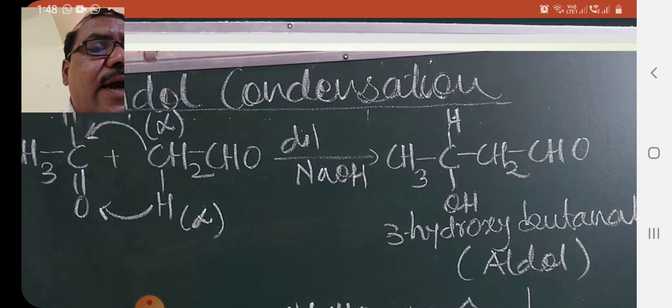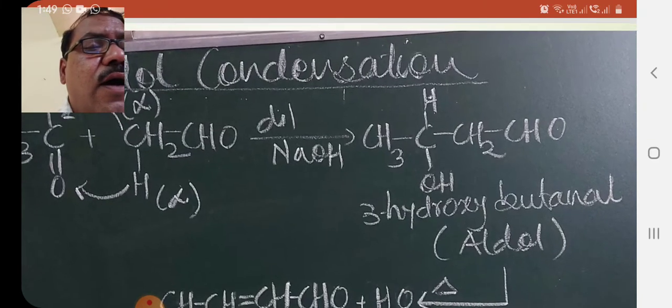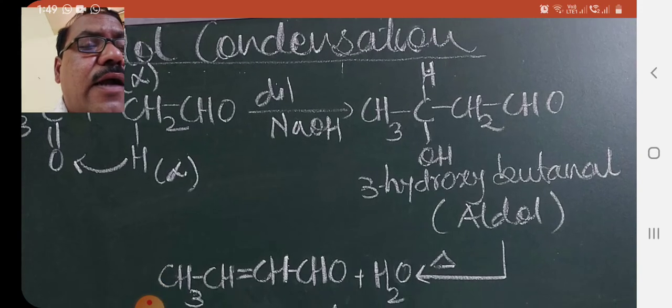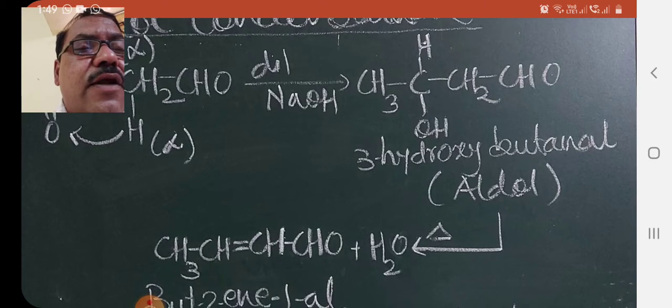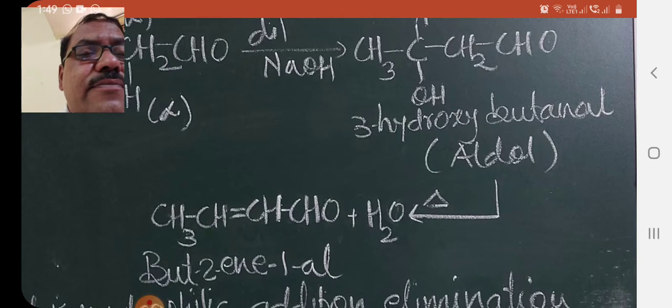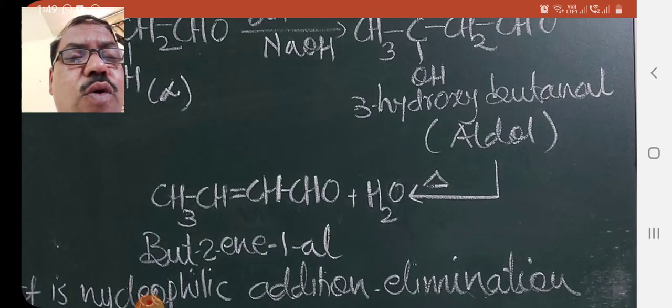It contains an aldehyde group, that is the CHO group, and an alcoholic group, that is the hydroxy OH group. The name of this compound is 3-hydroxybutanal. It contains an aldehyde group as well as a hydroxy alcoholic group, therefore it is called aldol. When this aldol is heated further, elimination of water, that is OH and H, takes place, and but-2-enal, that is crotonaldehyde, is formed.